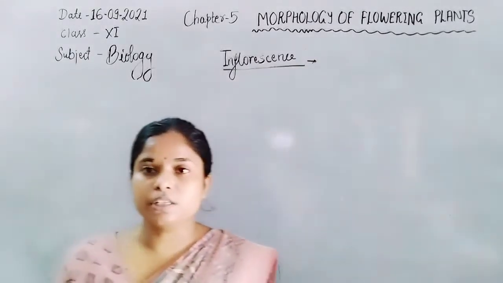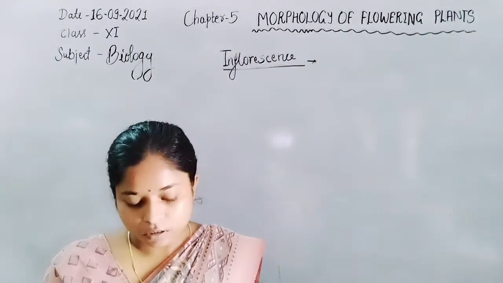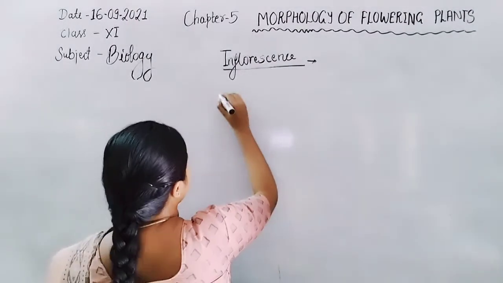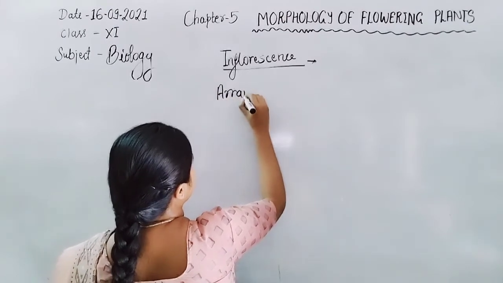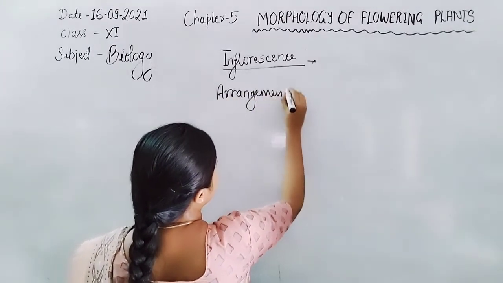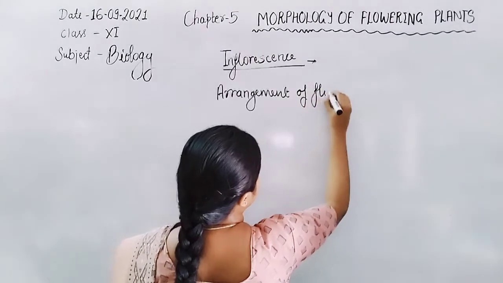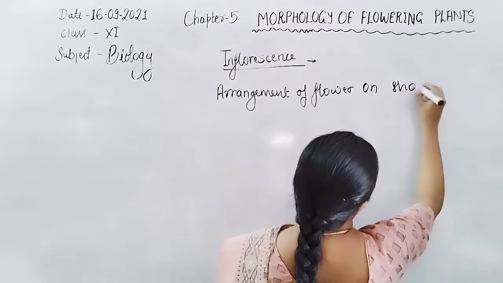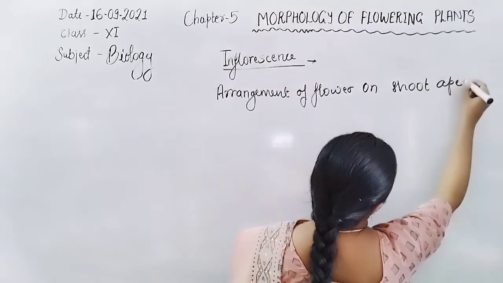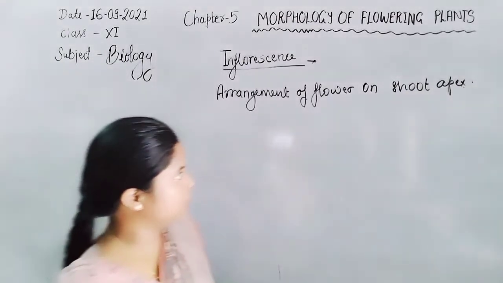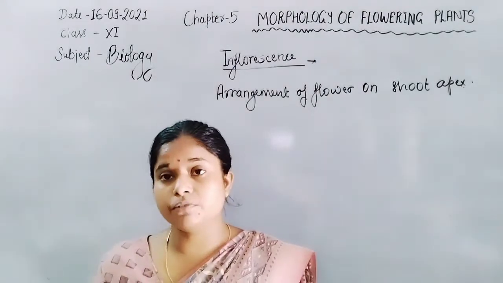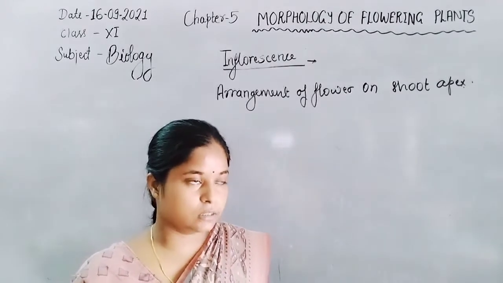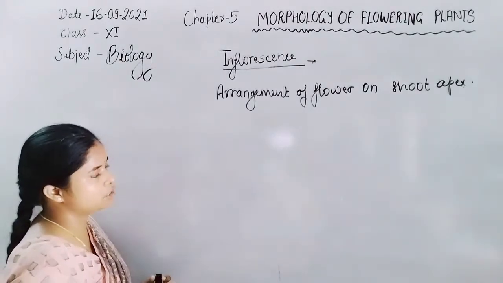What is inflorescence? It is the arrangement of flower on the shoot apex. So this is a term which is used for the inflorescence, where the arrangement of flower on the shoot apex. So how does the flower formation take place?